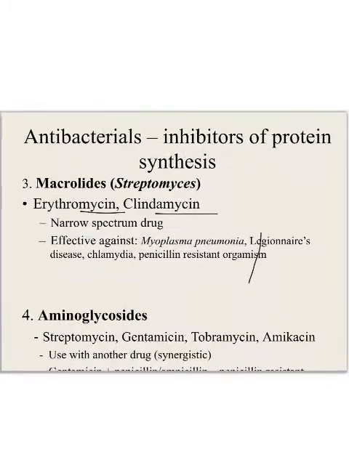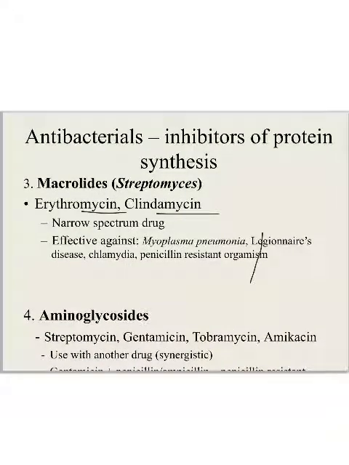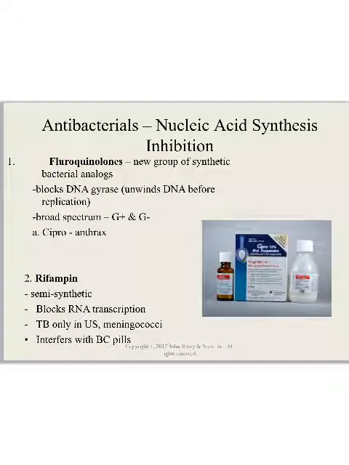So aminoglycosides are things like streptomycin, gentamicin, tobramycin, amikacin. Okay, and they are usually used with another drug, so synergistically. So you'll have one, like penicillin, break the cell wall, and then the other one will inhibit protein synthesis.